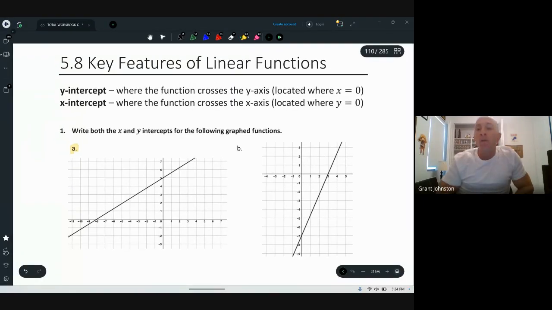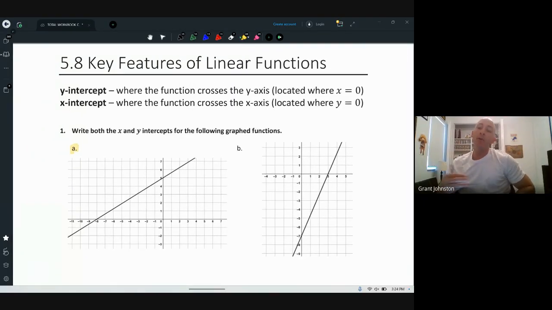Key features of linear functions. So the last lesson involved domain and range. Now we're going to be introducing some more features within linear functions. And a couple of them are your y-intercept and your x-intercept.